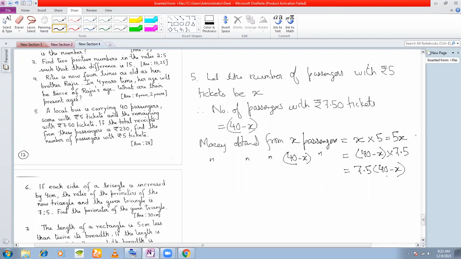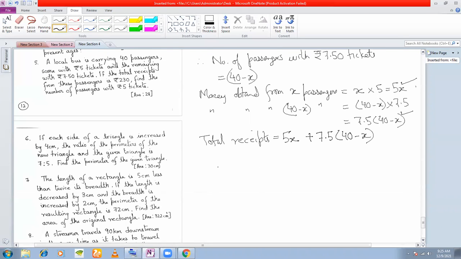Okay. So what is the total money obtained? Let's say total receipts is equal to 5X, sorry, not 40 minus. First, what is the money obtained from passengers with rupees 5 tickets? 5X. And the money obtained from passengers with 7.5 rupees tickets is 7.5 into 40 minus X. So this is the total money that is obtained.